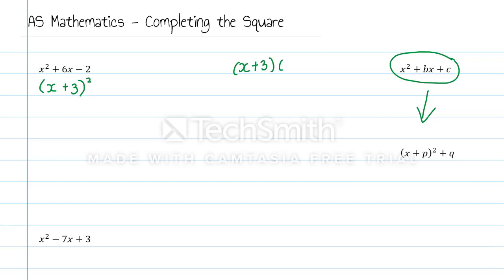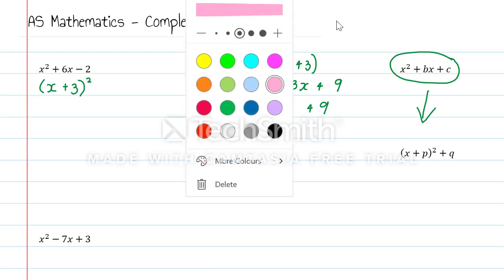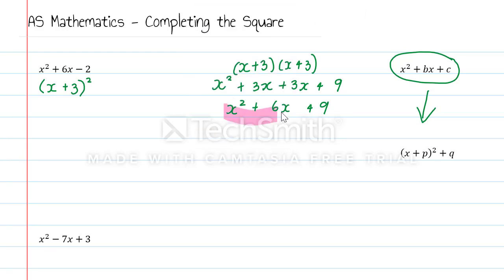(x + 3) squared is the same as (x + 3) times (x + 3), and if we expand that, x times x is x squared, 3 times x is 3x, and then finally 3 times 3 is 9. So if we simplify that, we've got x squared, 3x plus 3x is 6x, plus 9. So this is good. We've got x squared plus 6x here. This bit's cool, because that's what we wanted, x squared plus 6x.